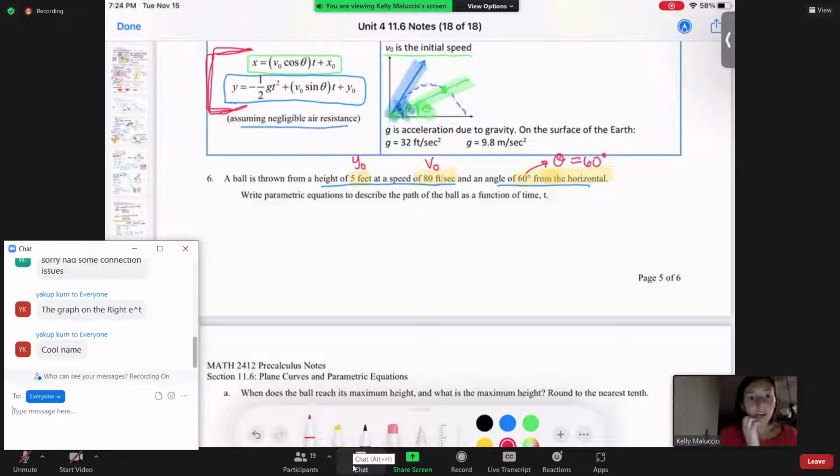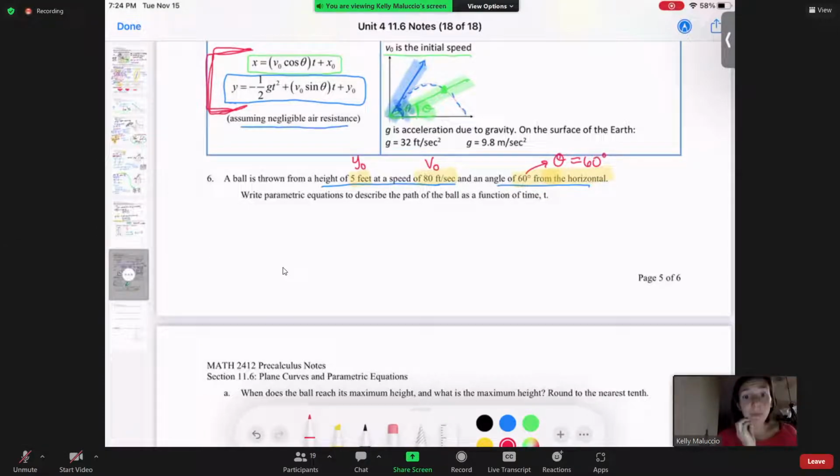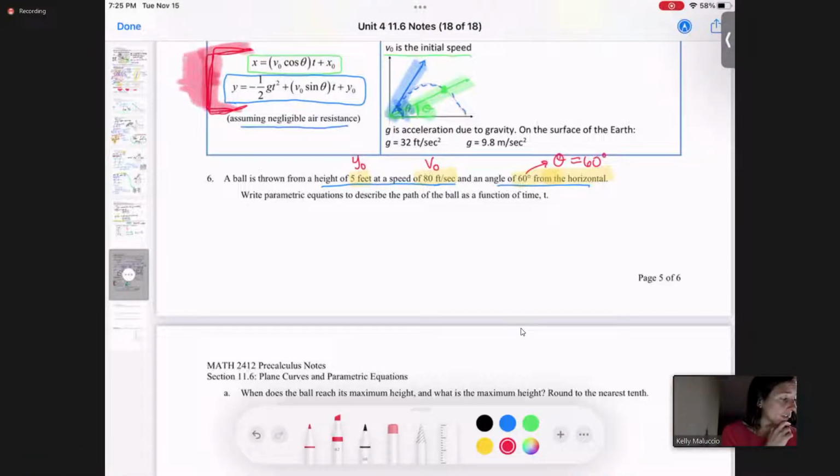It says write parametric equations to describe the path of the ball as a function of time. This is where we go back to these equations up here, right? And we say, all right, what do we got here? So I can start off the bat just by writing what I know, and then see if I need to simplify, see if anything changes.